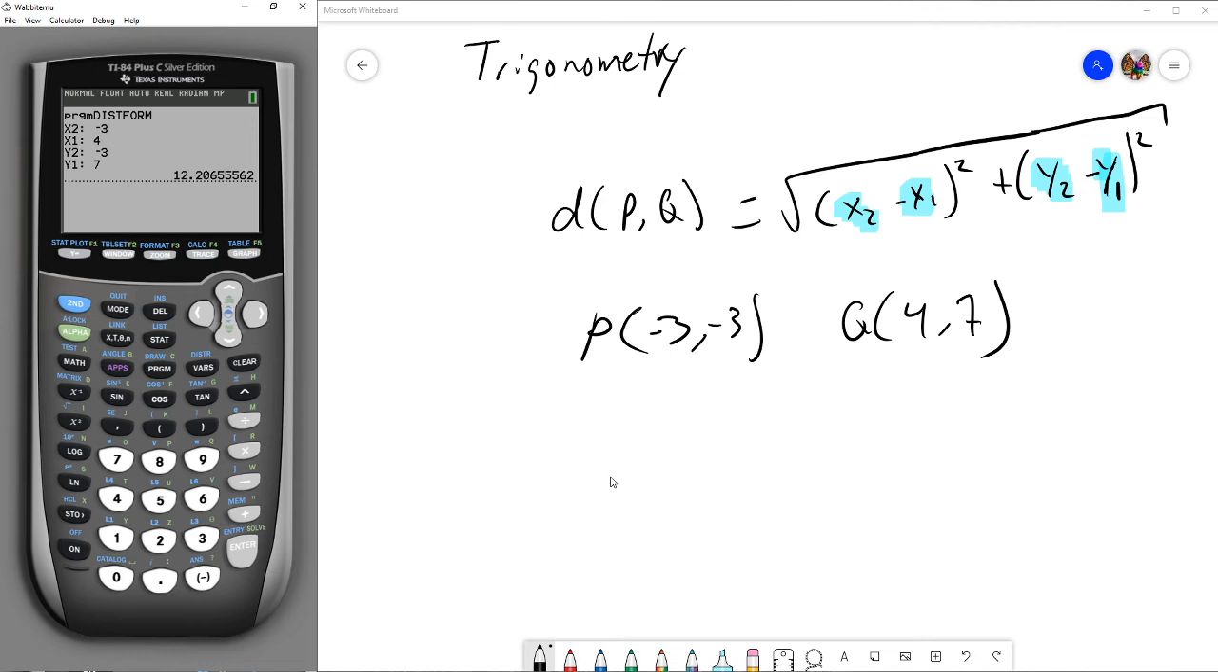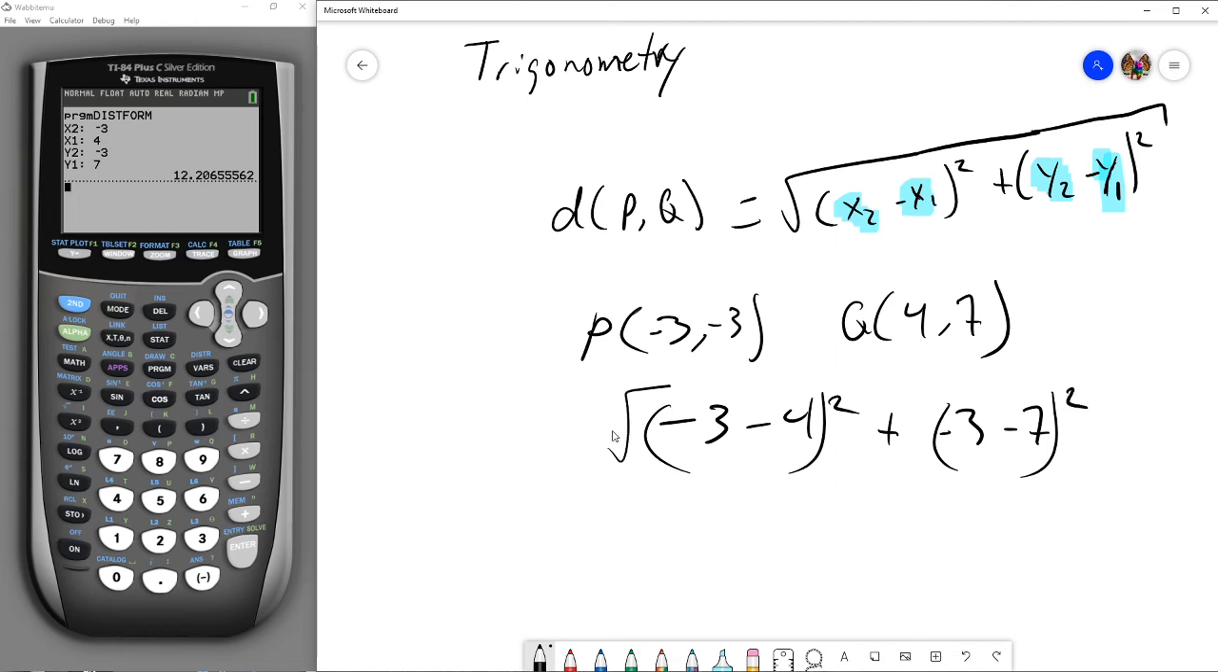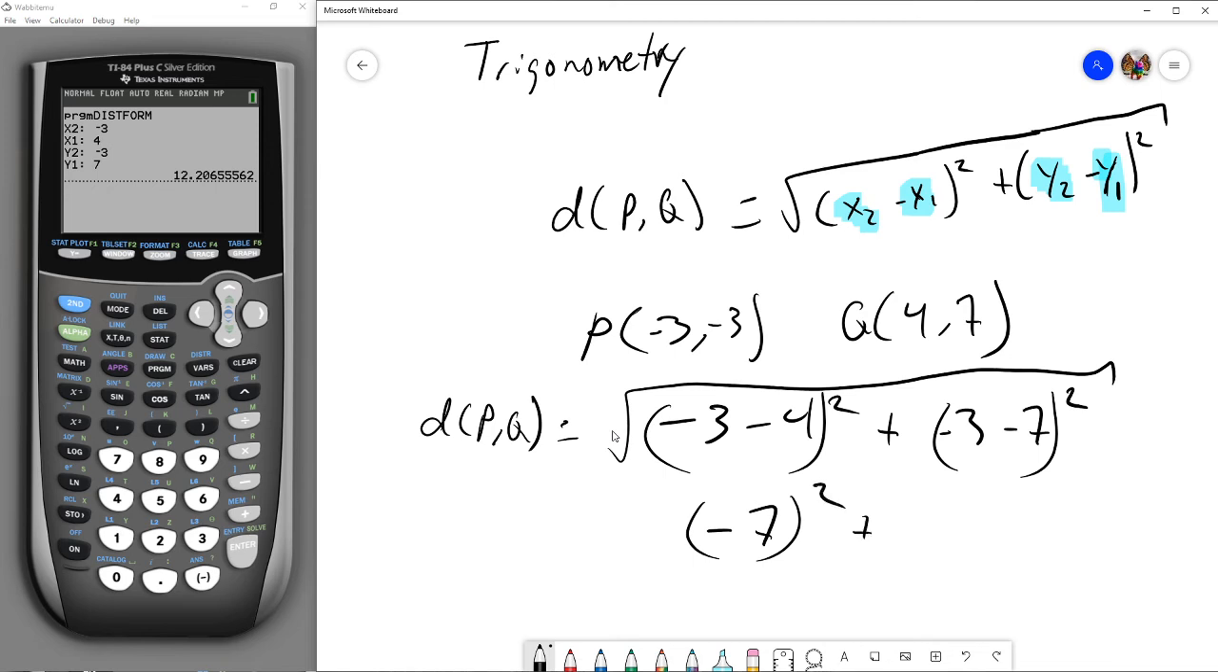We should verify that now. So we have -3 minus 4 quantity squared plus -3 minus 7 quantity squared, and all that's being square rooted. And there's our distance from P to Q. So -3 minus 7, that is going to be a -7 quantity squared plus, and then -3 minus 7, that's going to be a -10 quantity squared.